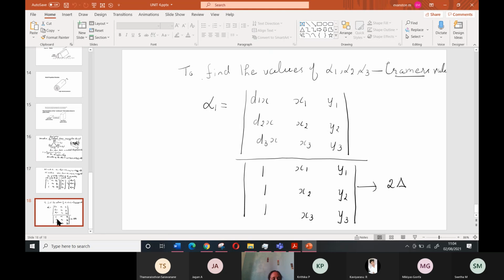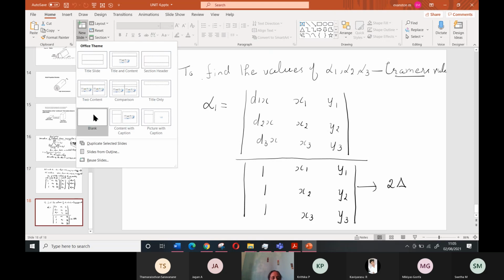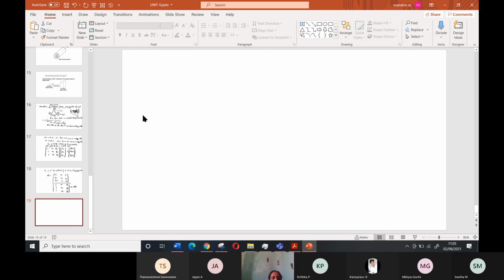I think we have started with that, and now we will move on to finding the value of alpha 2. Can you just write down the value of alpha 2? How will you find alpha 2? Can you tell me? I'll write it for you.